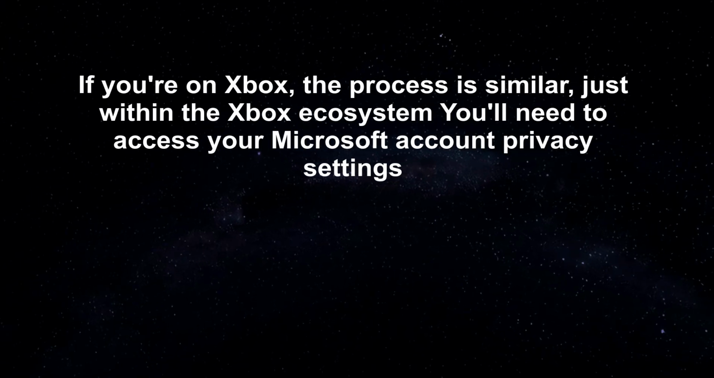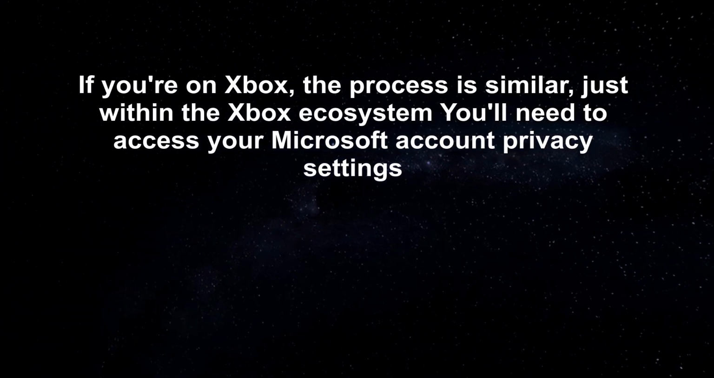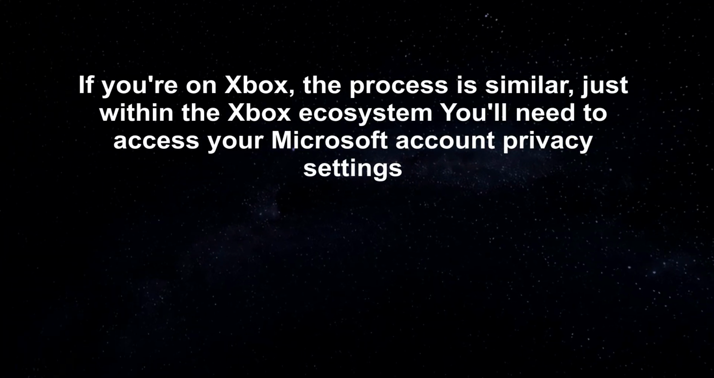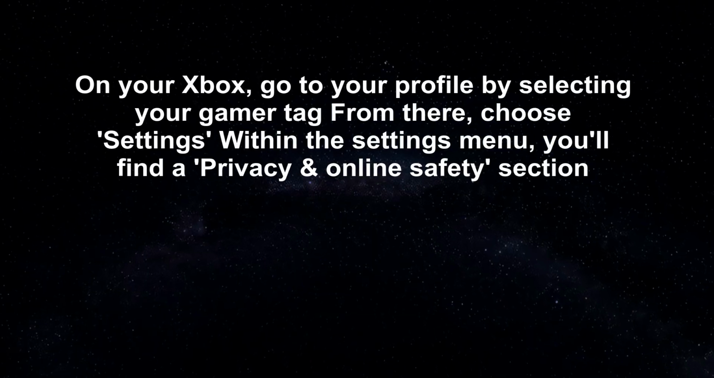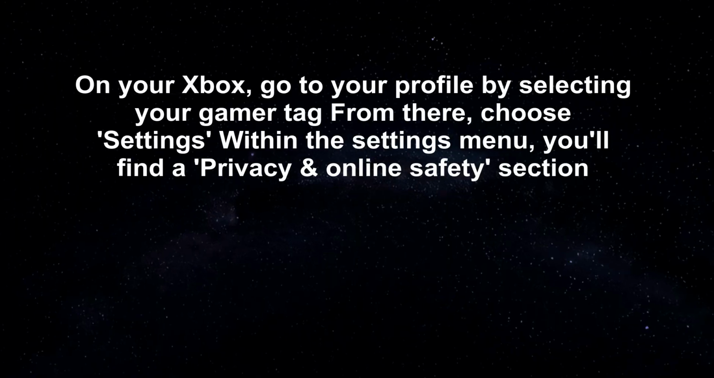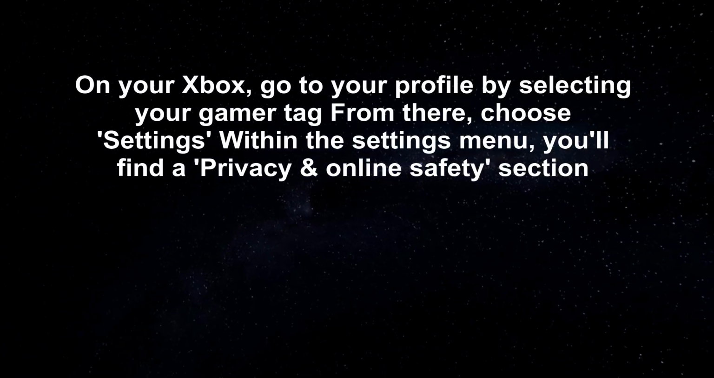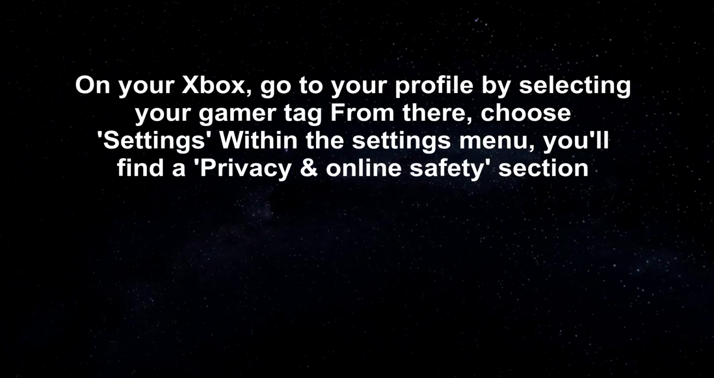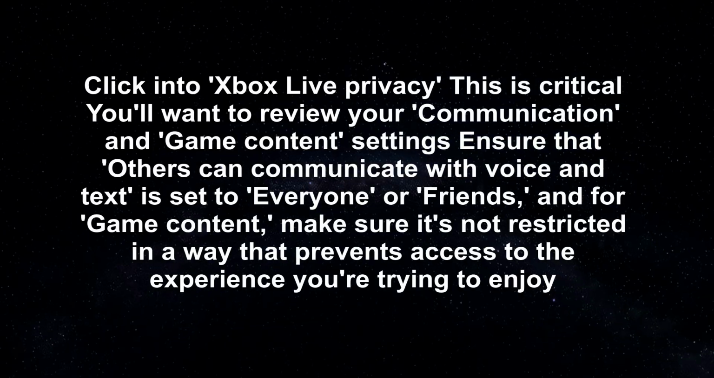If you're on Xbox, the process is similar. Just within the Xbox ecosystem, you'll need to access your Microsoft account privacy settings. On your Xbox, go to your profile by selecting your gamertag. From there, choose Settings. Within the Settings menu, you'll find a Privacy and Online Safety section. Click into Xbox Live Privacy.